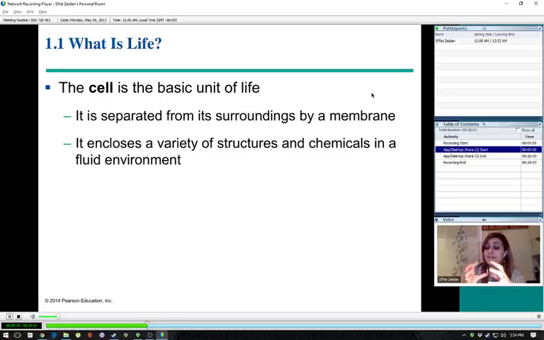And as I mentioned, the cell is enclosed by a membrane, and this membrane is called the cell membrane. It allows the cells to be kind of a closed system, but it's not completely closed because it is still communicating with other cells in our body.